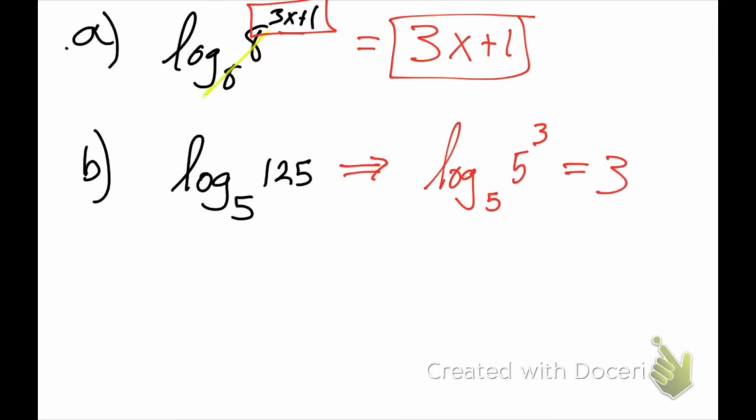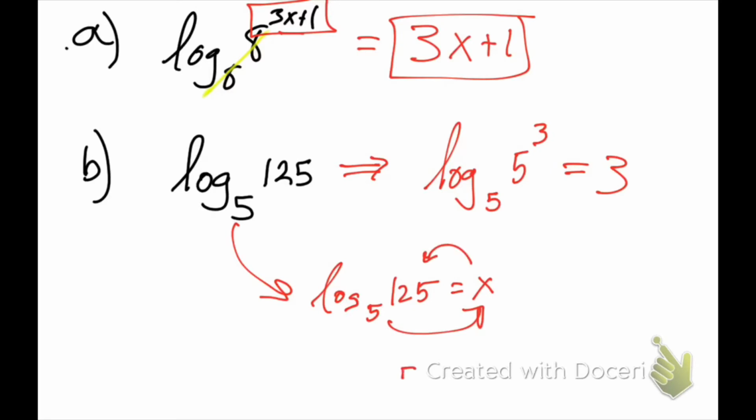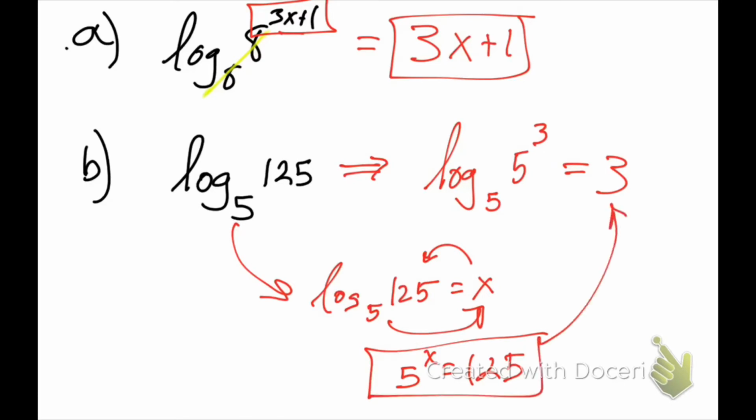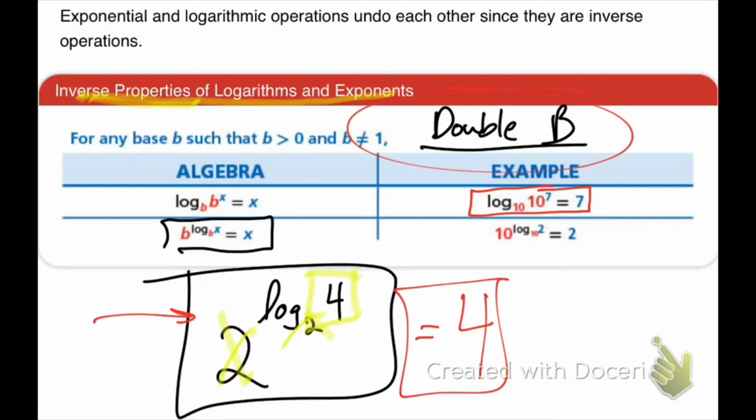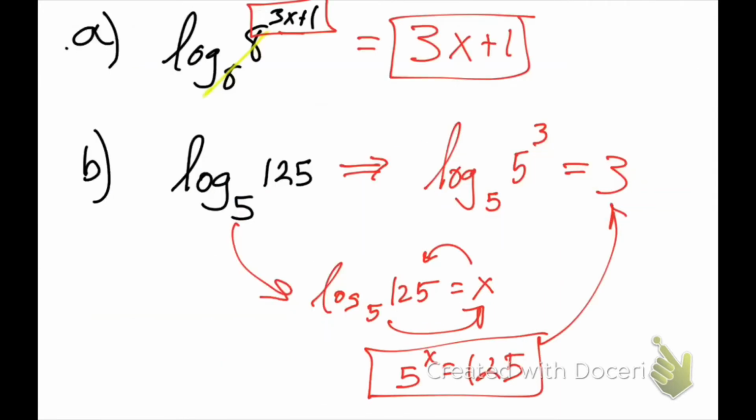Now you could have gone this route too. You could have taken log base 5 of 125, set it equal to x, and then rewritten it as 5 to the x equals 125 and solved. That would have been perfectly fine to get 3 that way as well. But the double B method here is just another way to solve this. So you see that there are going to be a lot of different ways to solve these. It's really up to you which makes the most sense or whatever is the easiest. But both methods in this case work.